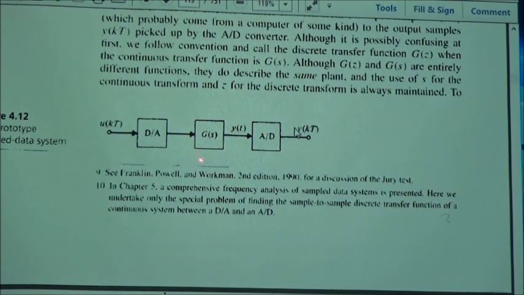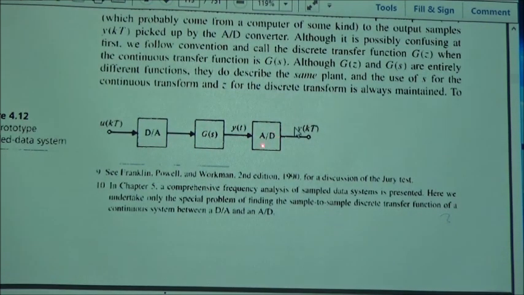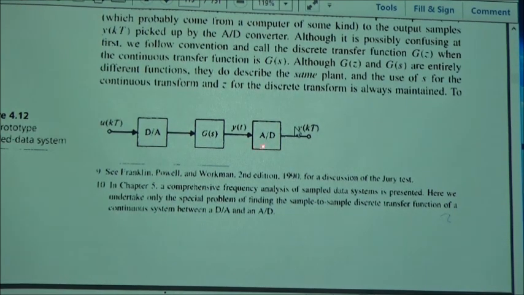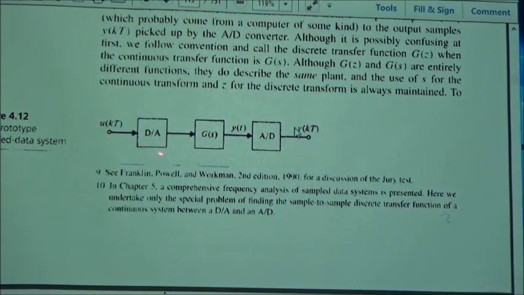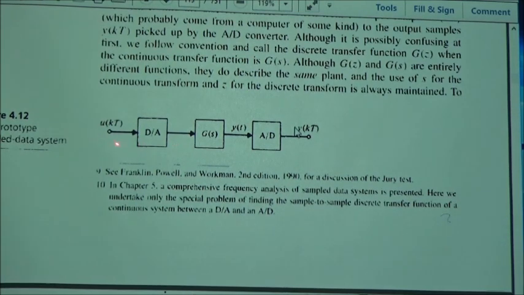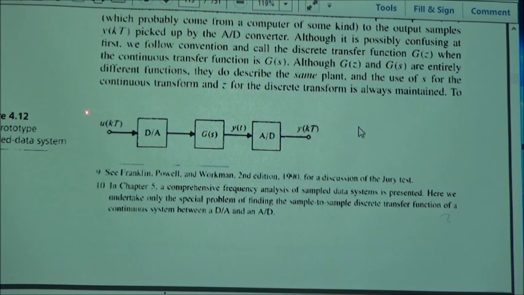Here's your analog part, here's your interfaces, D to A and A to D. Now, we start very simple. We start with a simple open loop situation. You have an input U of K, output Y of K. The question is, how can we find Y of Z in terms of U of Z?